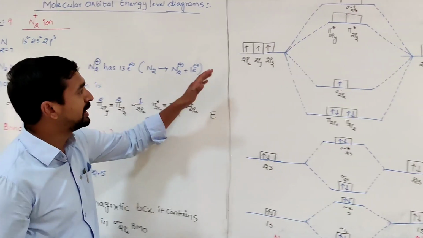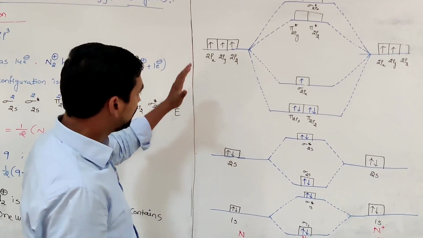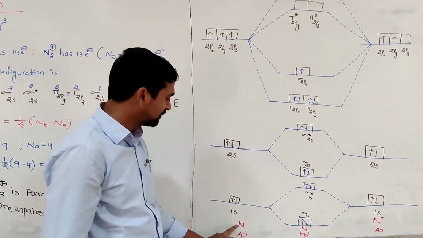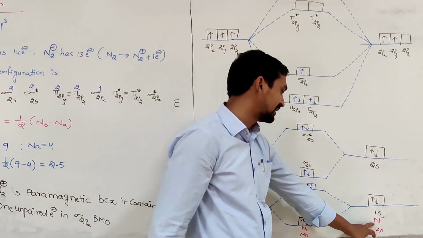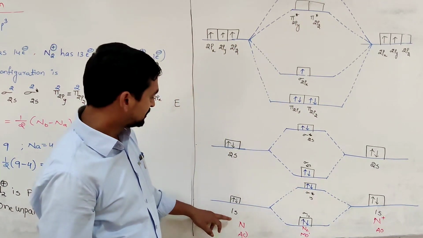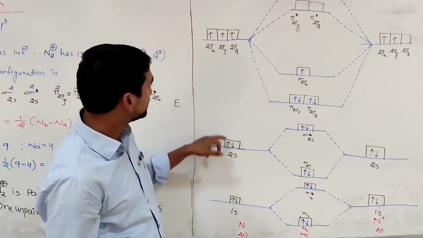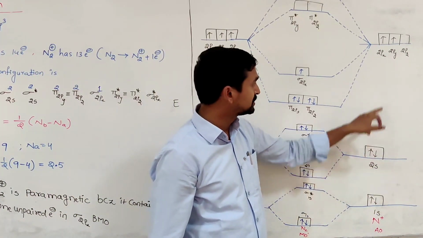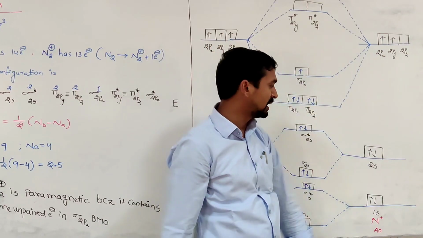Then coming to the energy level diagram, it is the same as for the N2 molecule, the only difference being that it is a combination of one nitrogen atom and one N plus ion. The nitrogen atom configuration is 1s2, 2s2, 2p3, while the N plus ion configuration is 1s2, 2s2, 2p2 because it loses one electron.